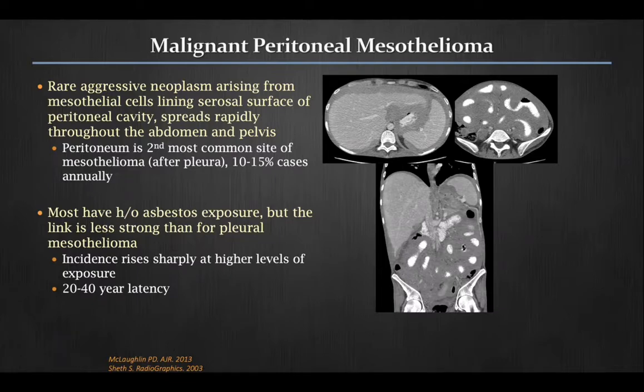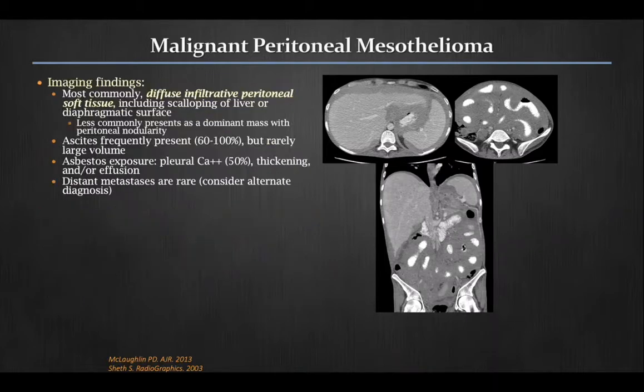Most of these have a history of asbestos exposure, like the pleural version of mesothelioma, but the link is not quite as strong. The presentation is similar to pleural mesothelioma, where we have this long lag or latent period between when the patient was exposed to asbestos and when the tumor presents. Imaging findings are typically like this case, where you have diffuse infiltrative soft tissue involving the entire peritoneum. Again, just to highlight, this is all infiltrative soft tissue as compared to ascites or malignant fluid. You often do have ascites, but it's rarely a significant amount. It's usually small volume, like in this case.